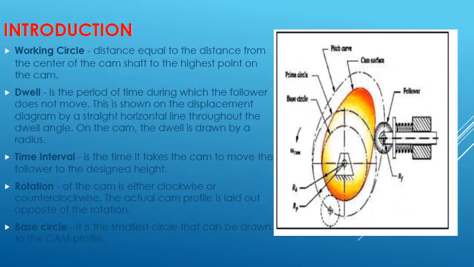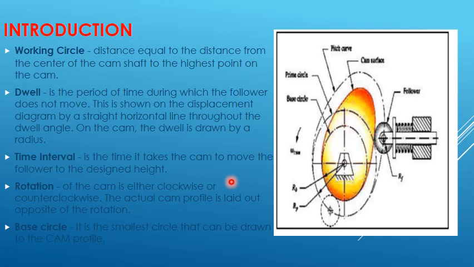Some of the definitions here. A working circle is the maximum distance from the center of the cam shaft to the highest point on the cam. When you draw the cam profile, you will see that you will have a bigger circle. That bigger circle is called the working circle.